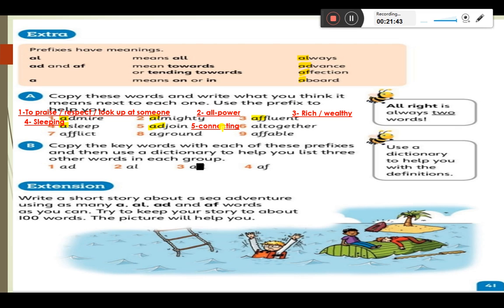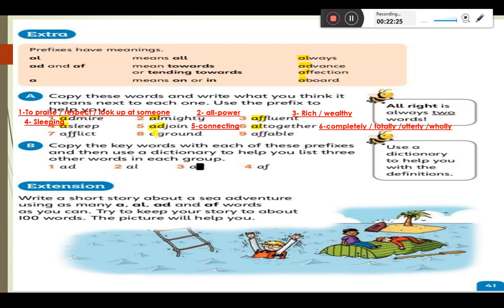Okay, so adjoint means connecting. And altogether, I think we discussed this word before in the previous sentence that we wrote about the last picture. So altogether means completely, totally, utterly, wholly. When we talk about something that is a whole one, a complete one, a total one, they all give the same meaning.